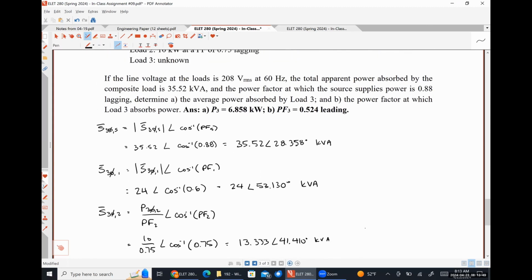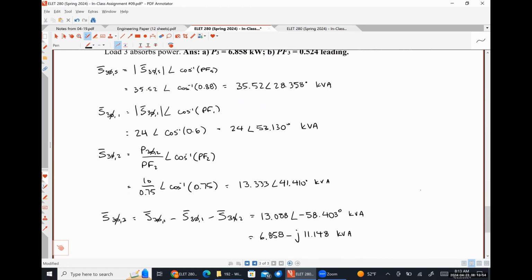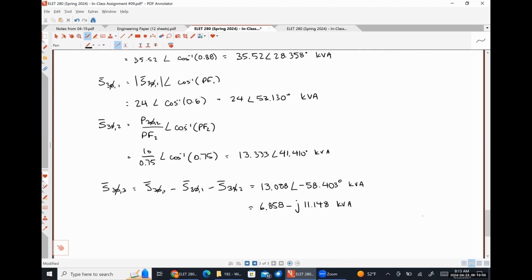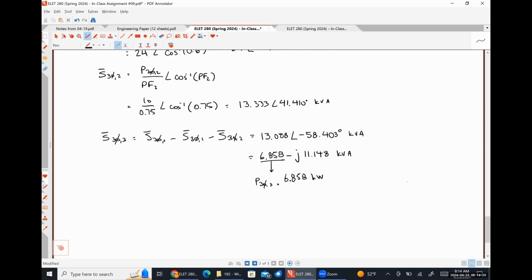So for part A of this question, we were asked to determine the average power absorbed by load 3. So which of these four numbers is the average power? The real part of the rectangular representation. Absolutely. So this guy right here tells us that P for load 3 is 6.858 kilowatts. How do we find the power factor at which load 3 is operating?